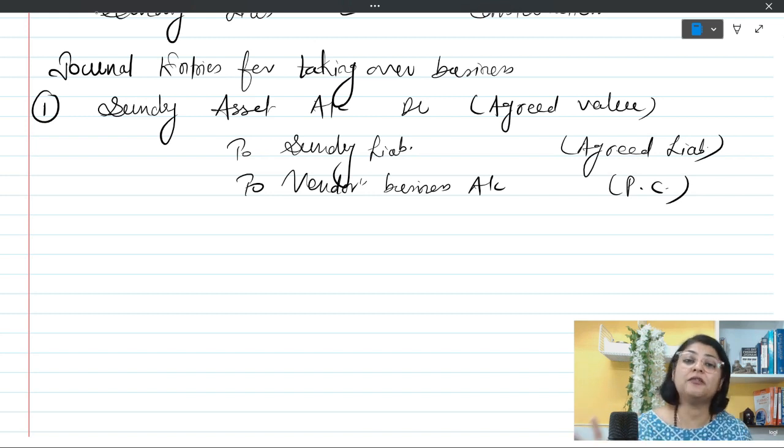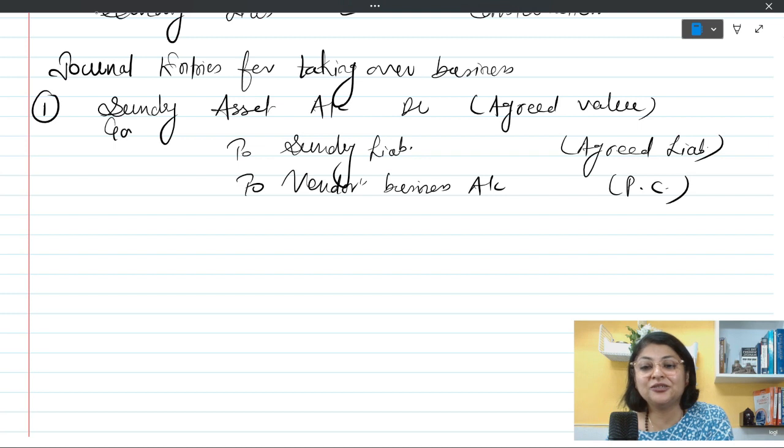Now, in spite of writing all of this, there may be a possibility that your entry is not tallying. Entry is not tallying means your debit and credit are not equal to each other. In that case, what is the solution? In that case, the solution is what you had studied in class 11. Yes, if it is coming lesser on the debit side, then it is considered to be goodwill.